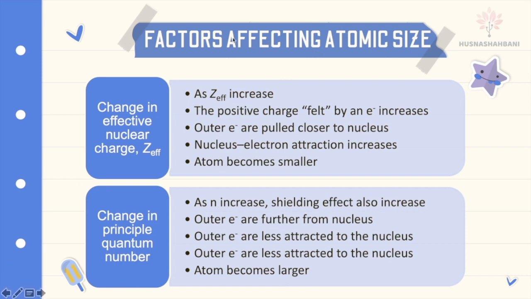Second effect is change in principal quantum number. As n increases, we know n, the principal quantum number, is our energy level. As n increases, shielding effect also increases. Outer electrons are further from the nucleus. When they are further from the nucleus, electrons are less attracted to the nucleus, and then the atom becomes larger.